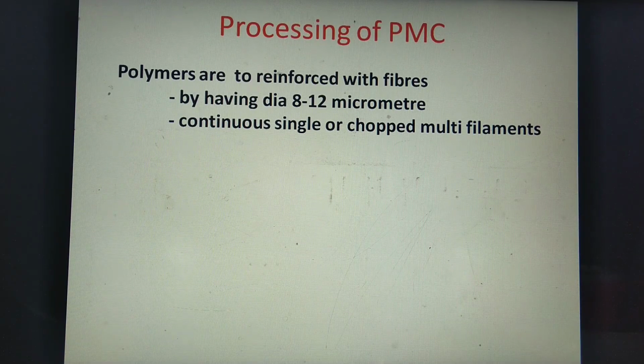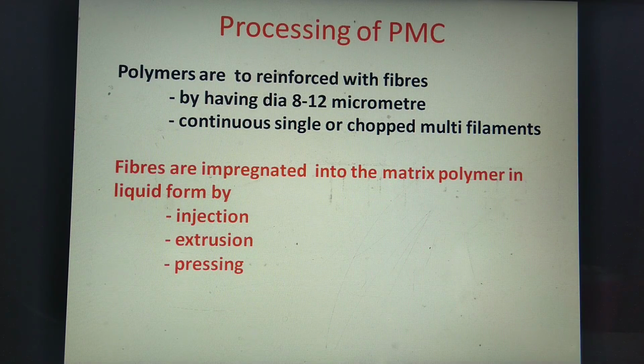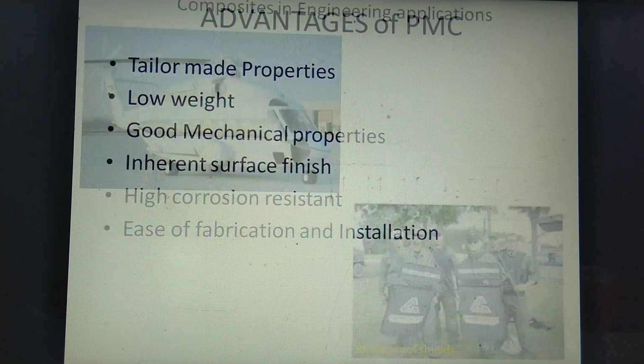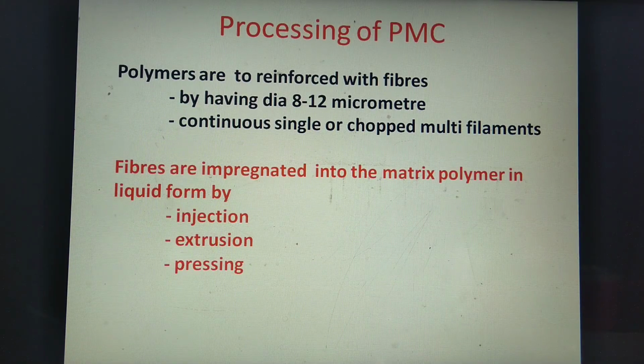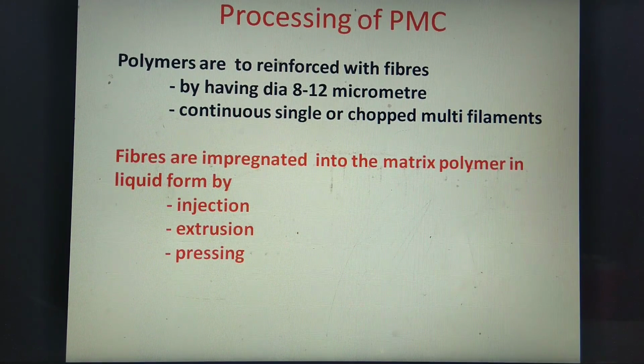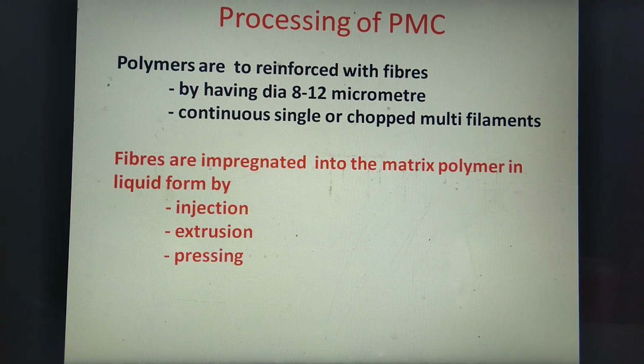This is the processing of the polymer matrix composites. Polymers are reinforced with fibers which are 8 to 12 micrometers in diameter, either as continuous single or chopped, or multifilaments that are woven into a cloth and other types of preformed textiles. These fibers are then impregnated into the matrix polymer in liquid form by means of injection, extrusion, and pressing, and then it is kept cured to the final composite.